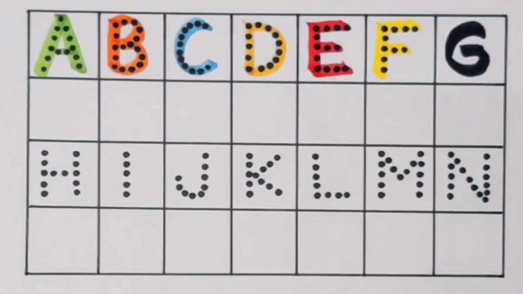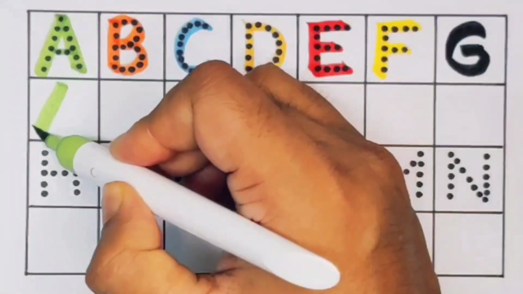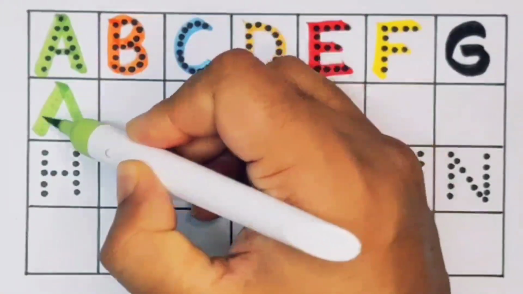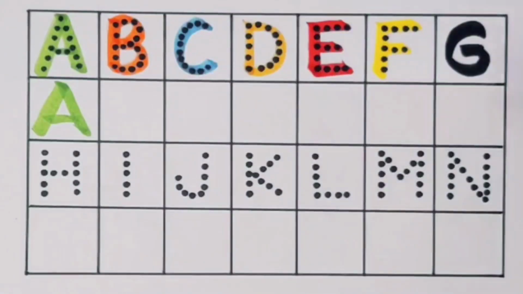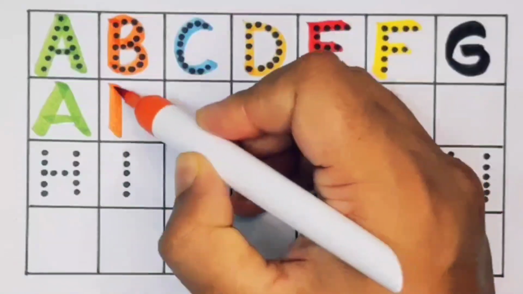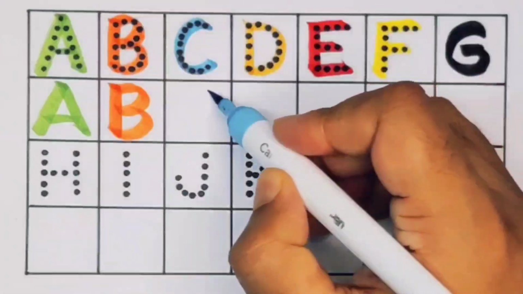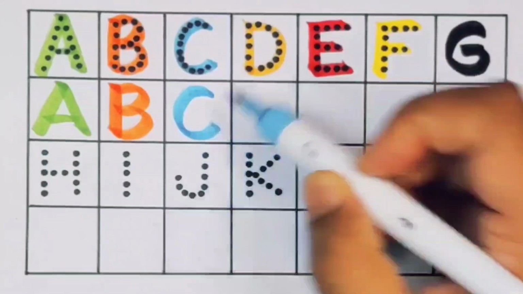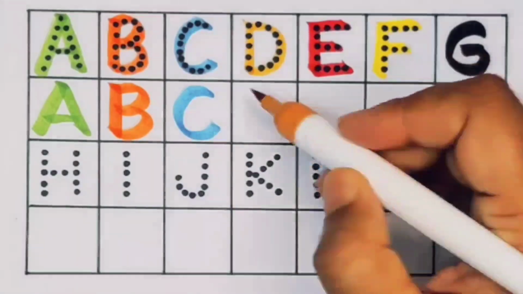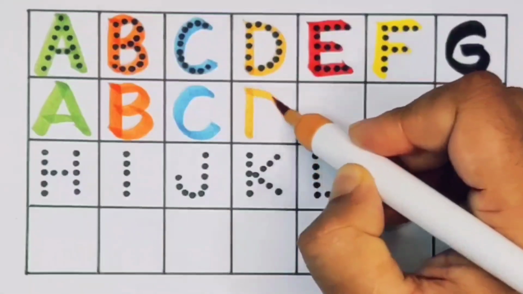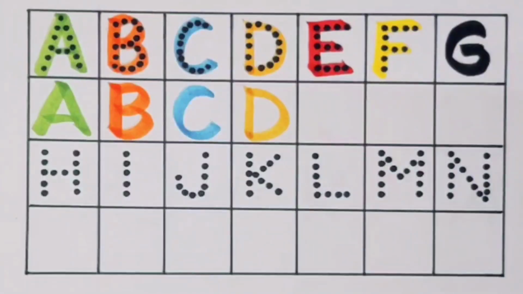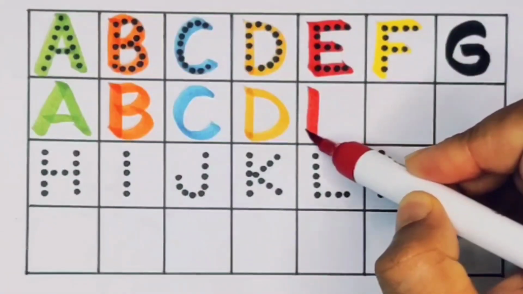Repeat again, A for aeroplane. Next kids, B for bicycle. Next kids, C for clock. Next, D for doll. Next, E for eggplant.